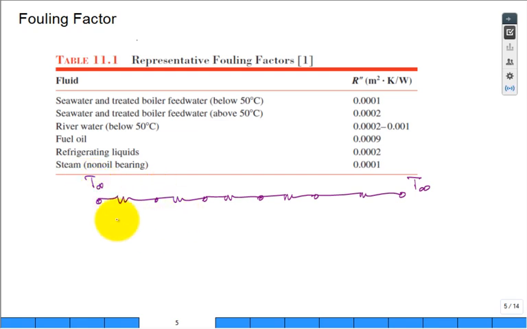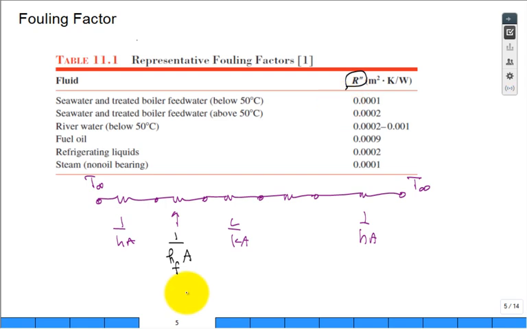And so this was a 1 over HA. This is a 1 over HA. This is an L over KA. We just added these. And so you say, how do they model it? Well, you could have modeled it as 1 over some sort of fouling convection coefficient times area. No, not in this book. They introduce big R double prime.